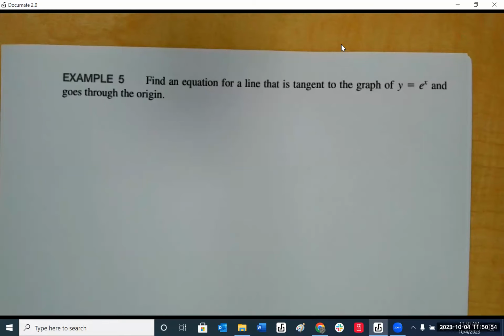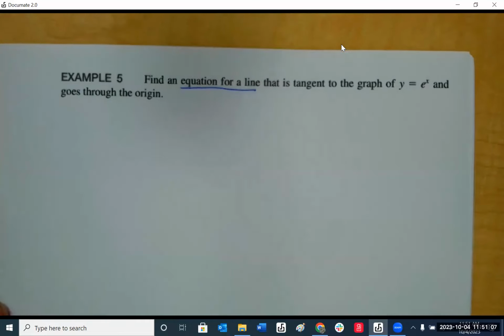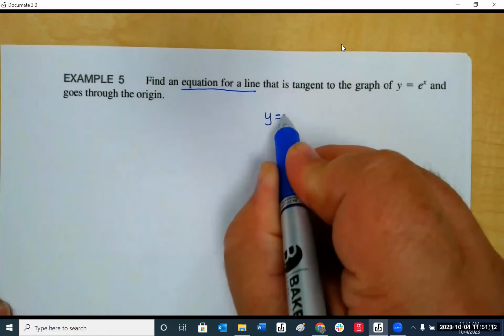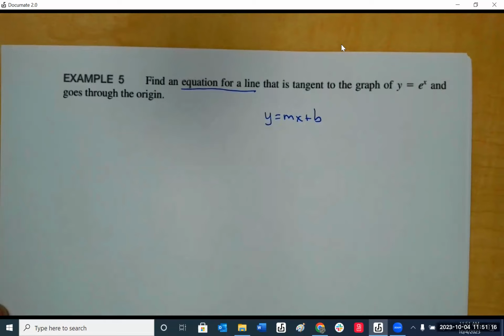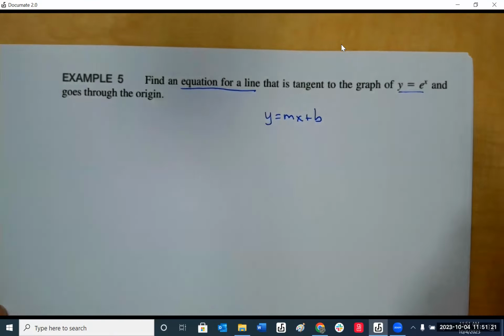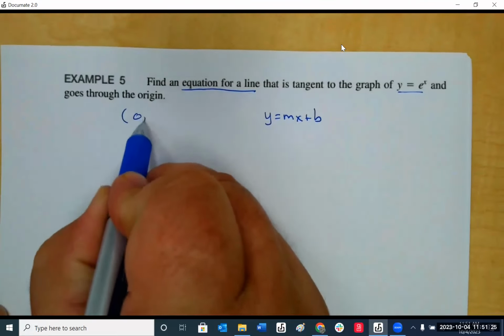What is it asking? Find the derivative. No, it's part of it, but that's not what it's asking. It wants an equation. So it wants a y equals mx plus b type thing that is tangent to the graph of this at the origin. At the origin is 0, 0.